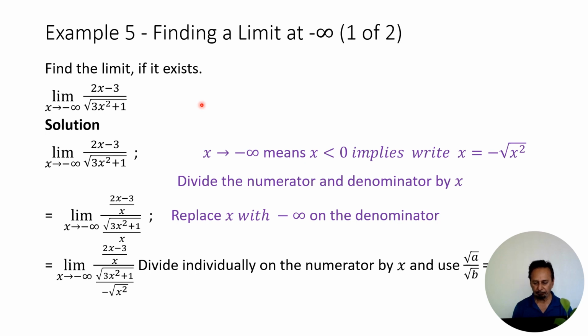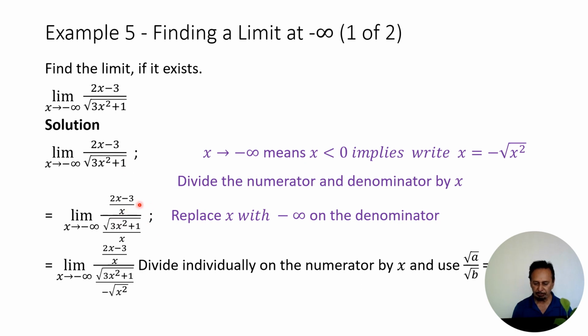As an example 5. Here it's the same function, but now x approaches minus infinity. So we do the same thing. If I substitute minus infinity here, you're going to get infinity over infinity. This means that we have to divide the numerator and denominator by the highest power of x in the denominator. If I look at the denominator and ignore 3 and 1, you're left with the square root of x squared, which is basically x. So we're going to divide the numerator and denominator by x.